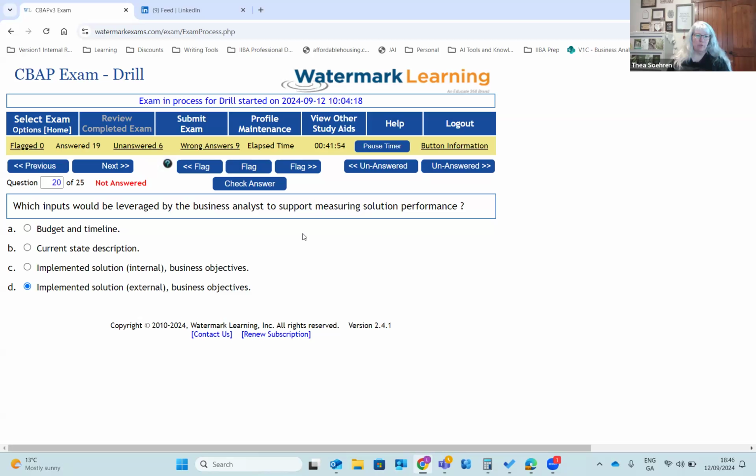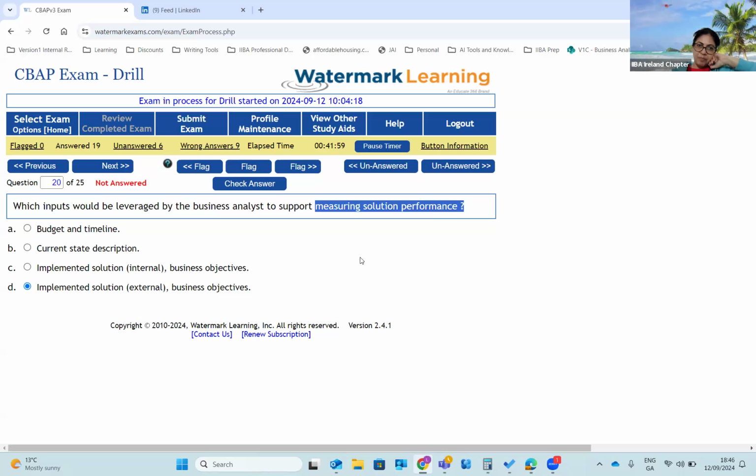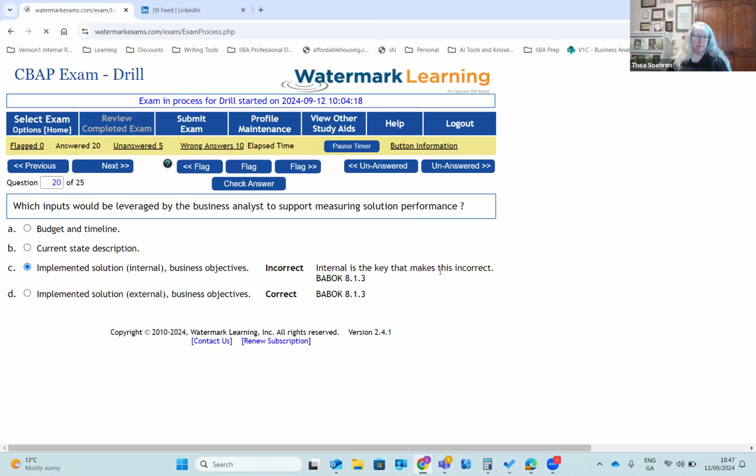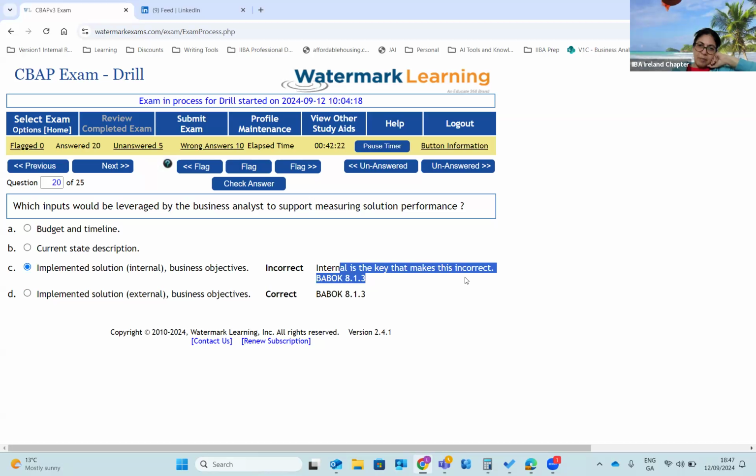So this is asking for the inputs for the task measure solution performance. Let's see. We've got one D in the chat also. Yes, I have two for D. I'm just thinking, what is the difference between external and internal? So we say external solution to the BA activities, or what does it mean? Check C and see what it gives us for why that's not right. Is that the key that makes this incorrect? Okay.